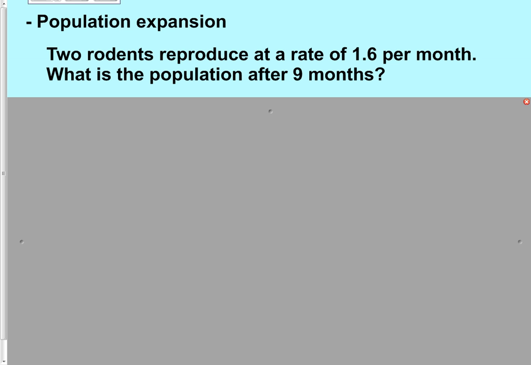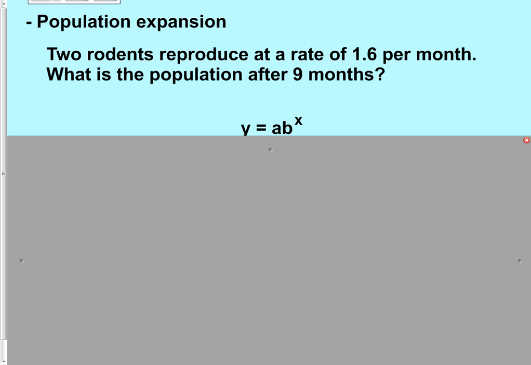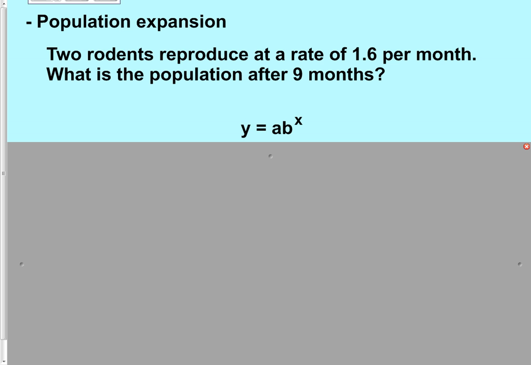Okay, first thing to identify is that this is an incremental problem. We identify that by looking for phrases like per month. Per month suggests that something is happening and being applied after each and every month. So we're going to use the incremental formula, y equals a times b to the x. Okay, so let's have a look.